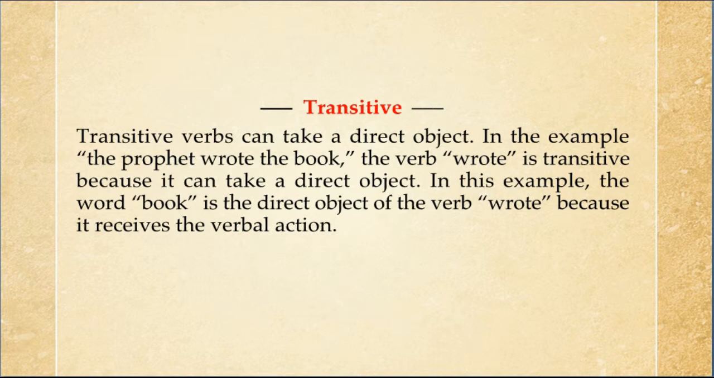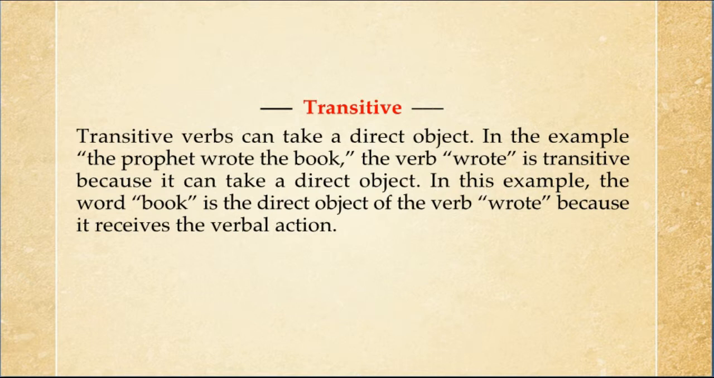Now, transitive verbs can take a direct object. That's basically why we call them transitive. In this type of verb, the example is: the prophet wrote the book. So we basically have the book as being a direct object.